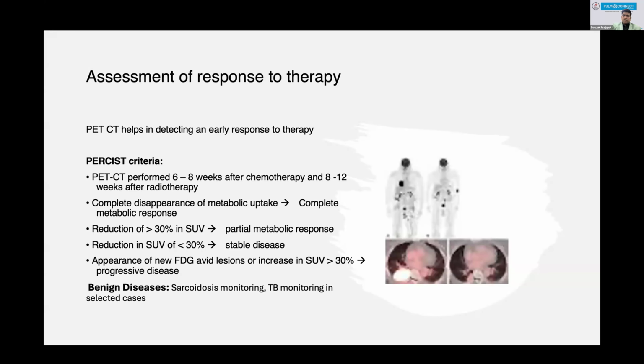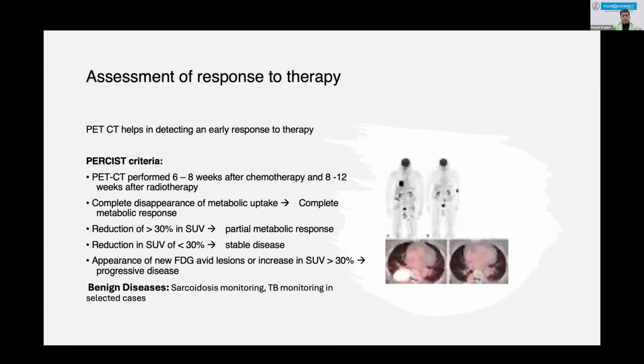If there is a reduction of more than 30% in SUV, we call it partial metabolic response. And if the reduction in SUV is less than 30%, we call it stable disease. And if there is appearance of new FDG-avid lesions or an increase in SUV of more than 30%, then we call it a progressive disease, and we change the management accordingly.